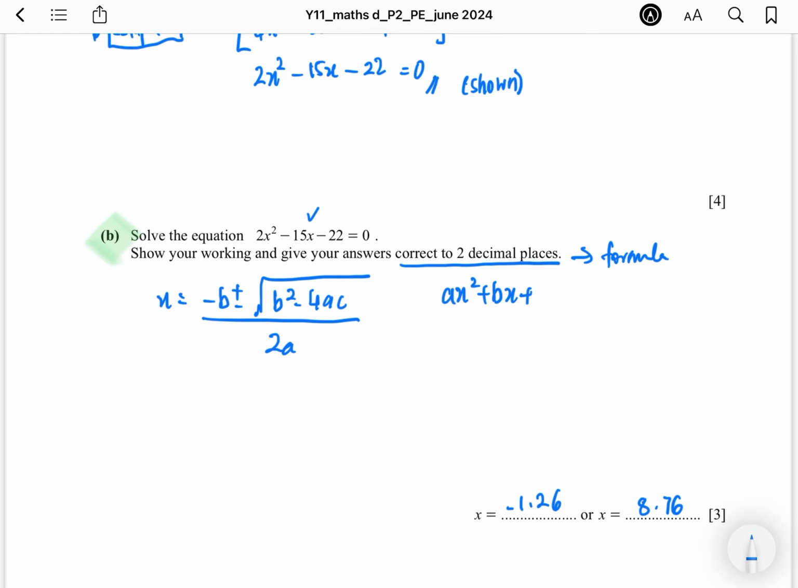You do need to correctly identify what is the value of a, what is the value of b, what is the value of c. Now a is the coefficient of x squared. So in this case, a is equal to 2. b is the coefficient of x, so that means b is equal to minus 15. And c is the term that has no variable attached to it. So that means minus 22. Again, take note whether it's a positive or negative value.